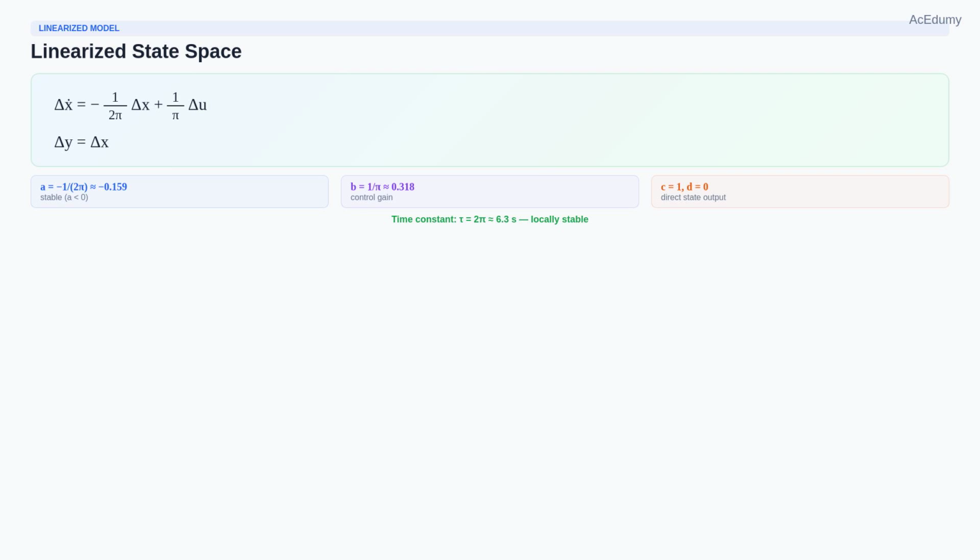Notice that A is negative, meaning the system is locally stable around this set point. If the water level is slightly above equilibrium, the increased outflow brings it back down. The time constant is 2 pi, about 6.3 seconds.